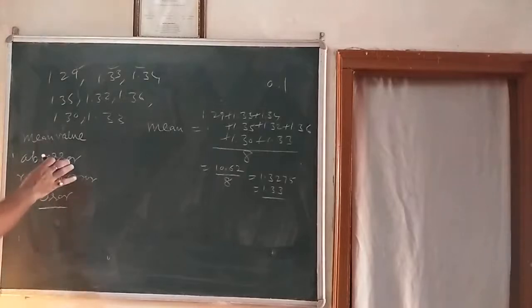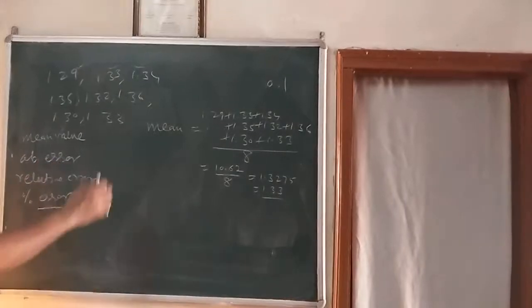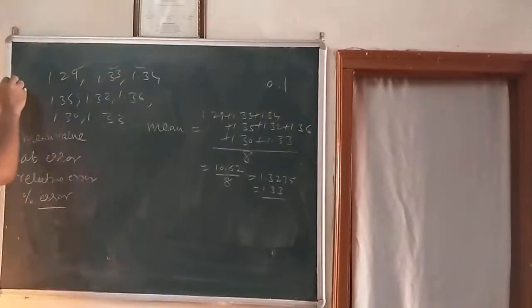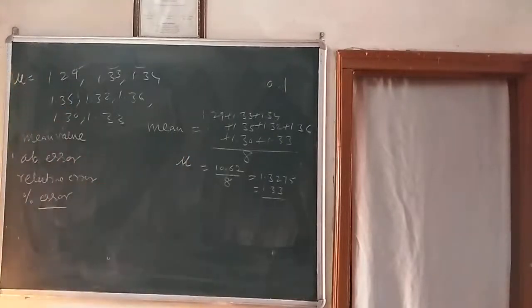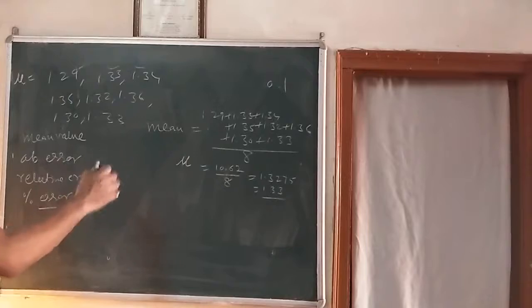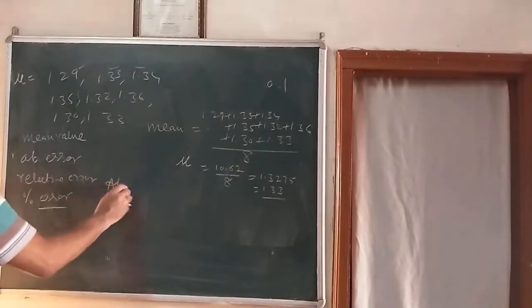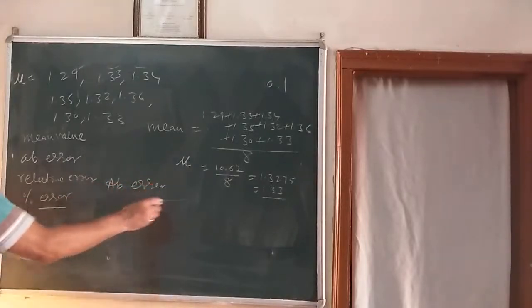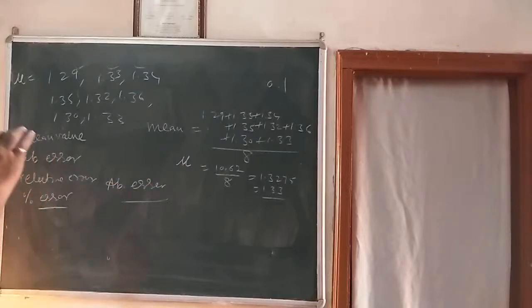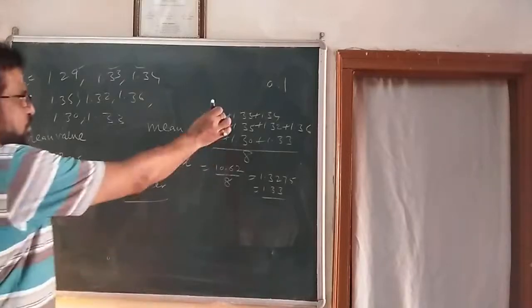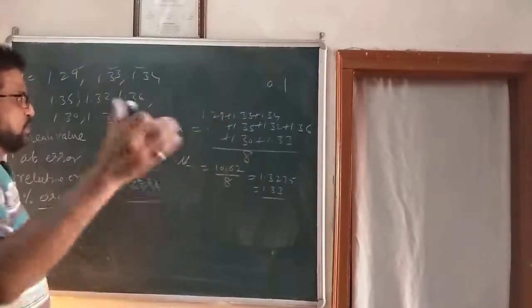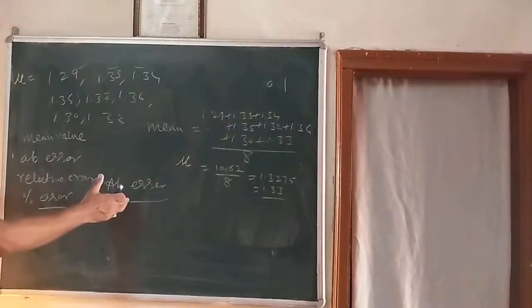Then absolute error. This is the value of refractive index and the symbol for refractive index is mu. Then you have to find the absolute error. The exact value of refractive index of water is 1.33, children. So we will subtract all these observations from 1.33. So we will get the absolute error.